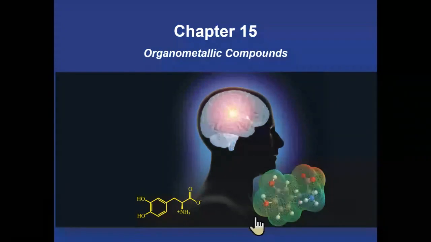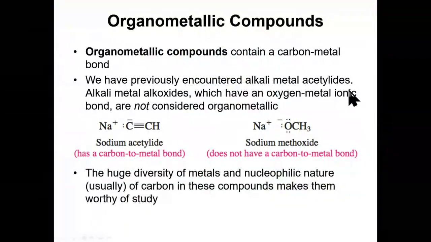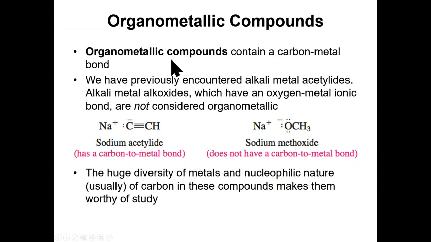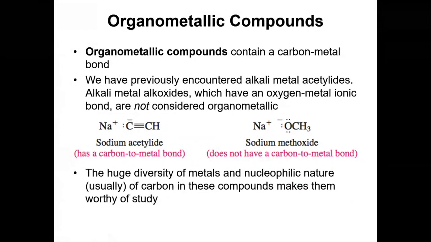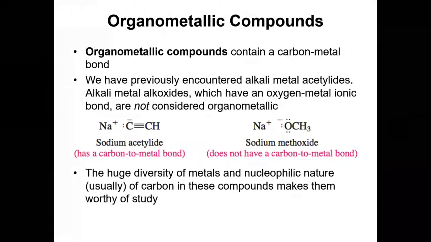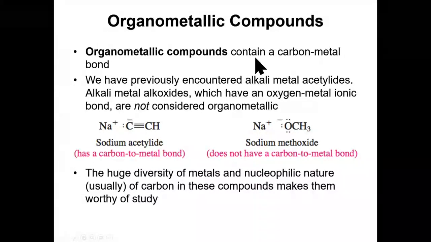Chapter 15. In this chapter, we will be learning about organometallic compounds. First, we need to learn the definition. What is an organometallic compound? As the name suggests, the compound must have both a metal and an organic component, but that's not sufficient to define an organometallic compound. The definition is that you have to check whether the compound has a carbon-metal bond.